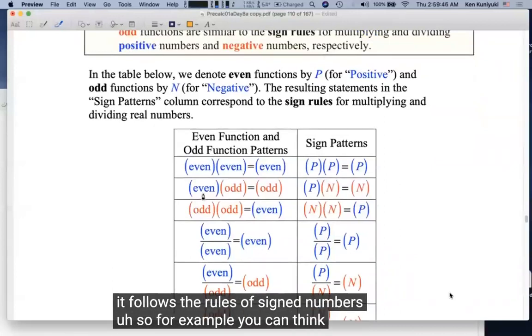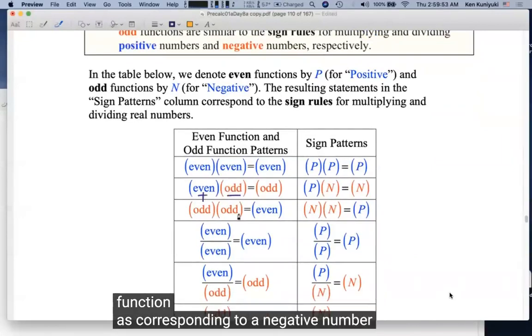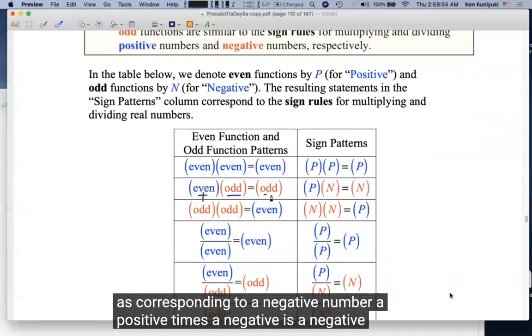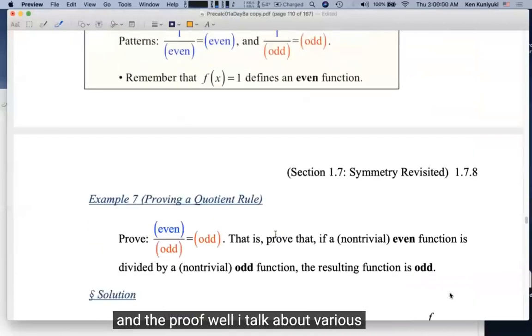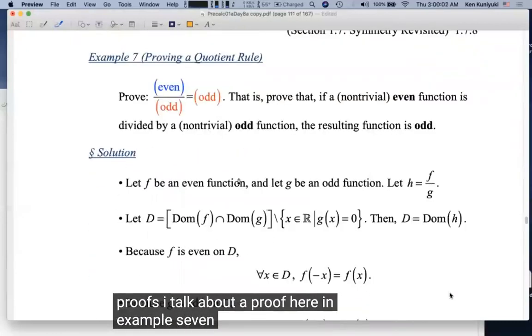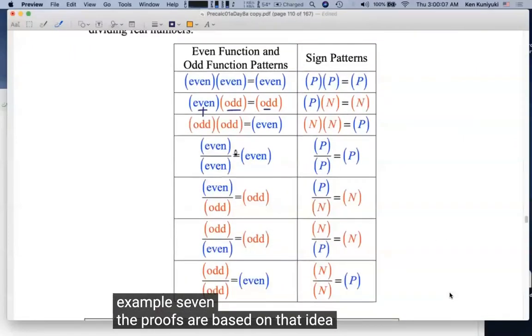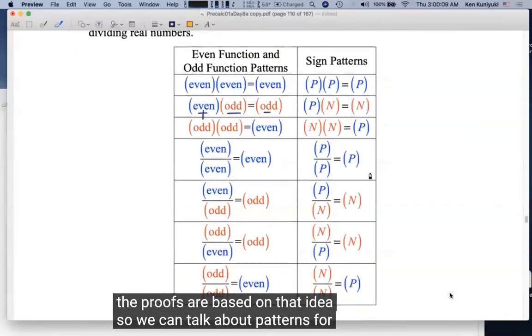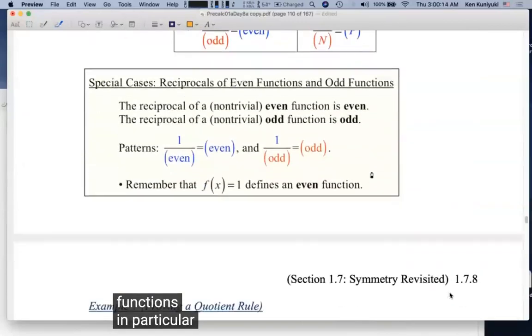So for example, you can think of an even function as corresponding to a positive number. You can think of an odd function as corresponding to a negative number. A positive times a negative is a negative. And the proof, well, I talk about various proofs. I talk about a proof here in example 7. The proofs are based on that idea. So we can talk about patterns for products and quotients of even and odd functions. In particular, the reciprocal of an even function is even. The reciprocal of an odd function is odd.